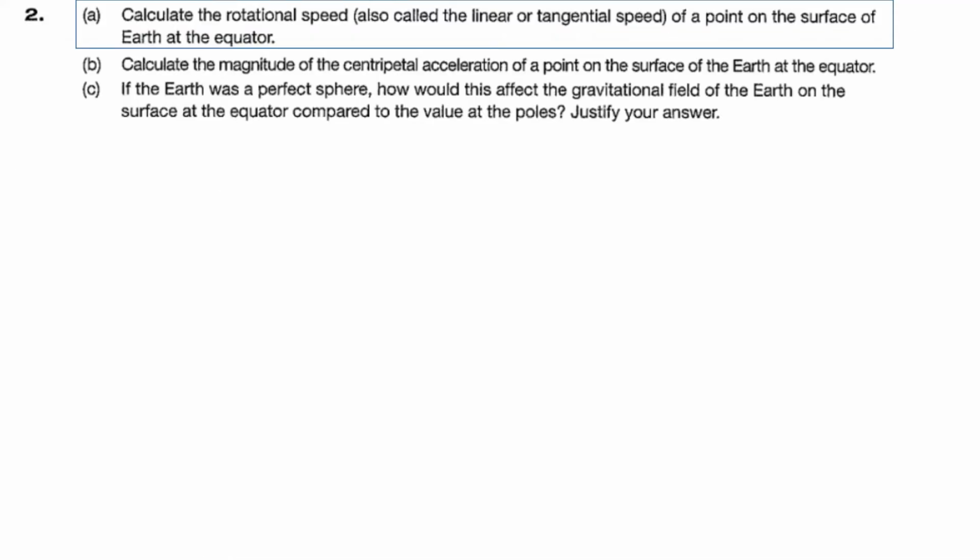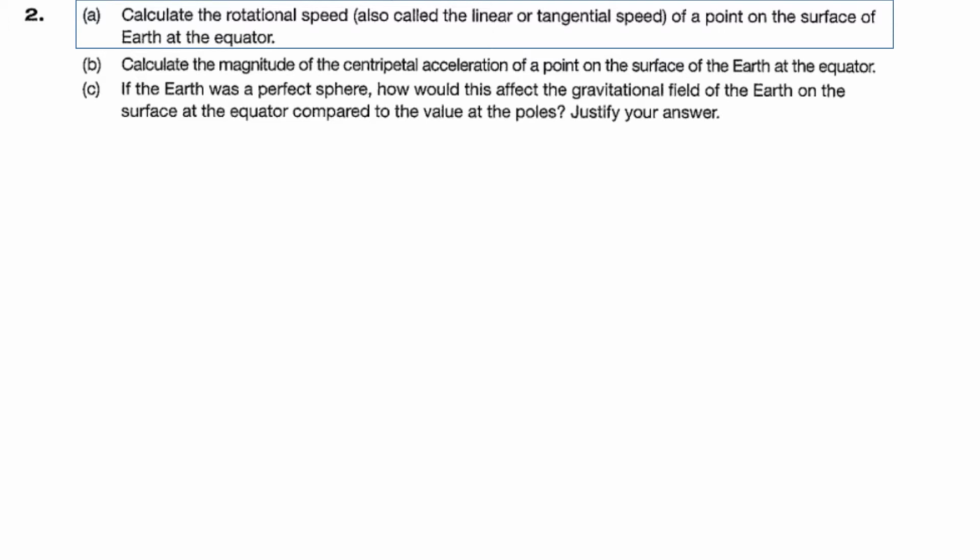If we look at part A, it's to calculate the rotational speed, which is also called the linear or tangential speed of a point on the surface of the Earth at the equator. So we can imagine the Earth is spinning around and we're just looking at a point on the very equator, on the very outside, which would of course be the fastest spinning part.